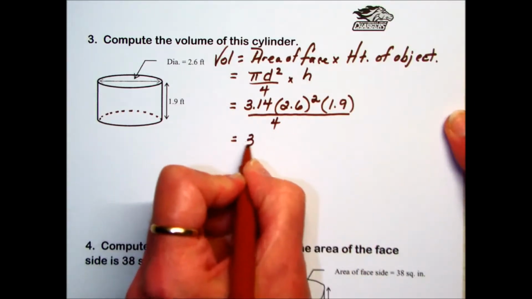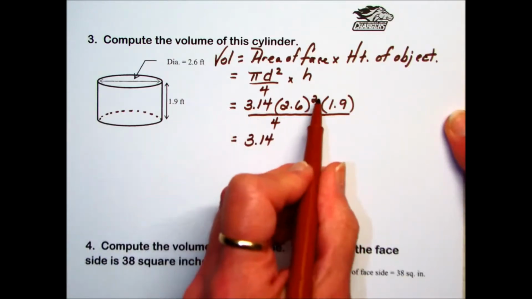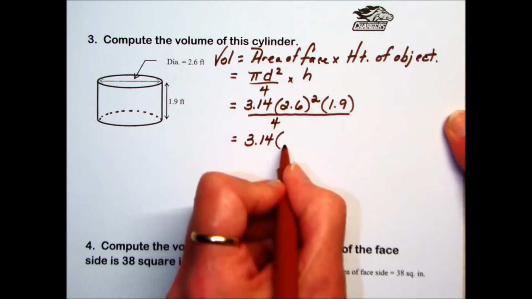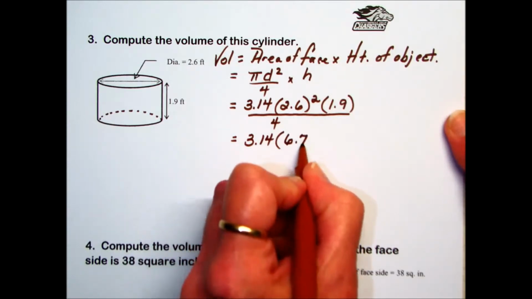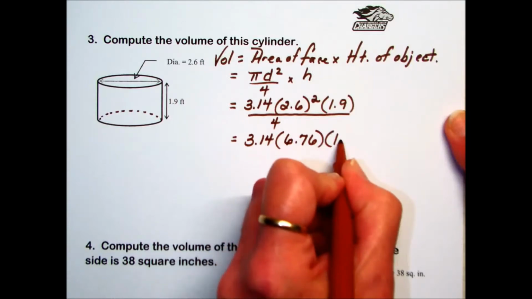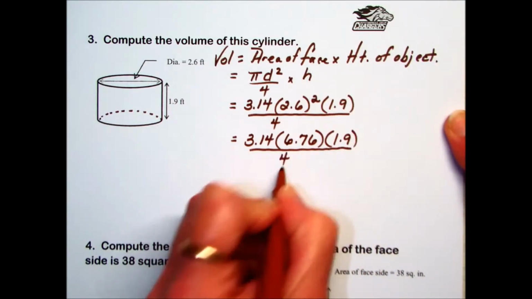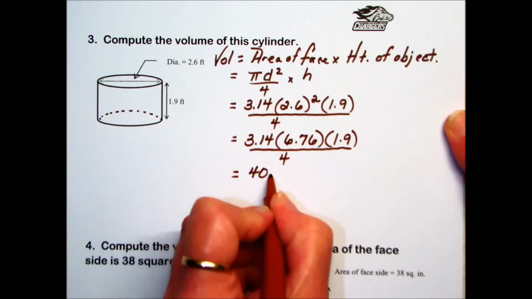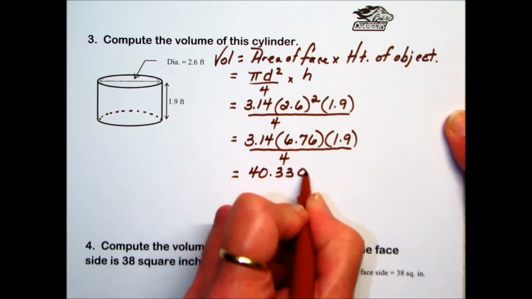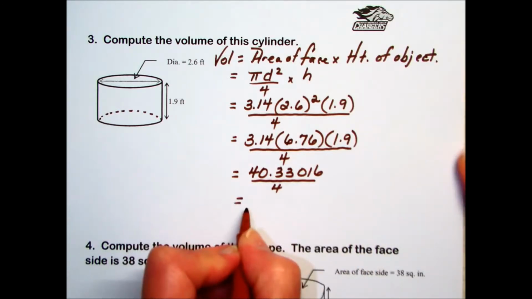Order of operations, the top priority in our values here is the squaring of 2.6. 2.6 times 2.6 is 6.76. Next, we'll simplify further by multiplying the three values in the numerator, giving us a 40.33016. And the last step is to divide by 4.